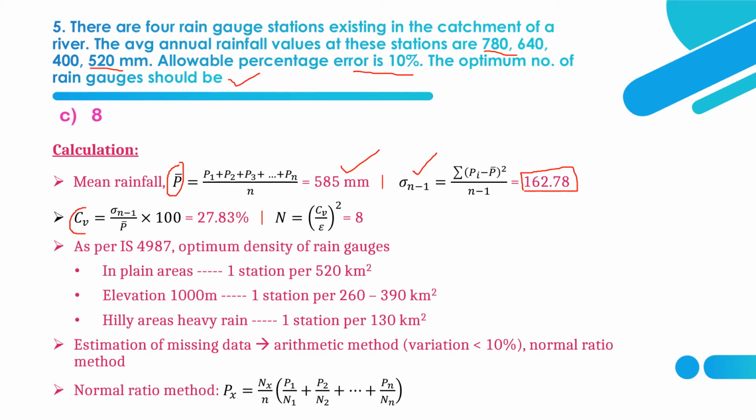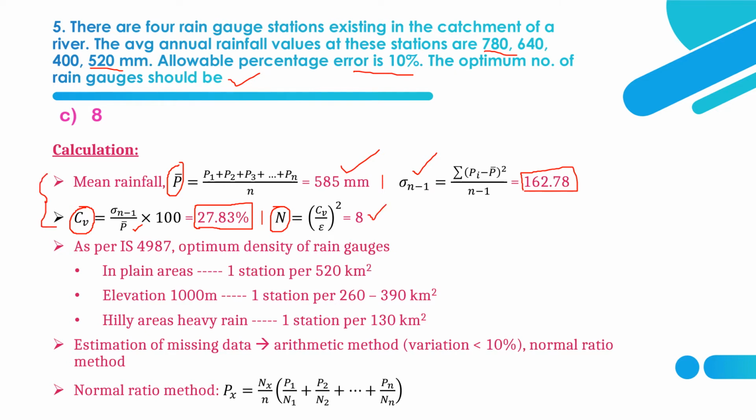And the next step is to calculate the coefficient of variation. That is given by Cv equal to standard deviation divided by average rainfall, into 100. So the Cv value is presented as a percentage. And finally we calculate the optimum number of rain gauges. Capital N is equal to (Cv by epsilon) the whole square, where epsilon is the error. Usually the error allowed is 10%. So just substitute over here and square it to get the answer. Here the answer is 8.